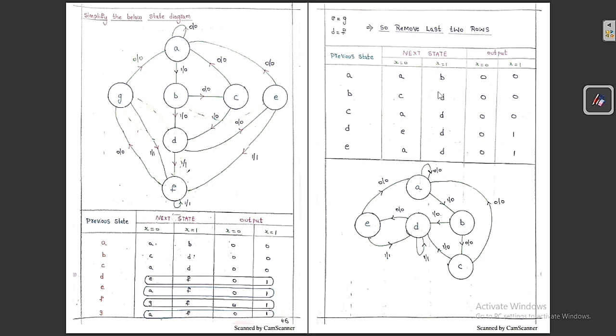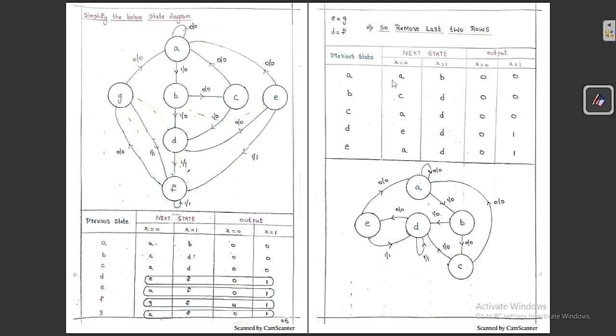So now with the help of this table we are going to draw the simple state diagram. Here this is the state A. So listen carefully. Whenever the input is equal to 0, it stays in the same state with an output of 0. Similarly, if input is equal to 1, it goes to state B with an output of 0.